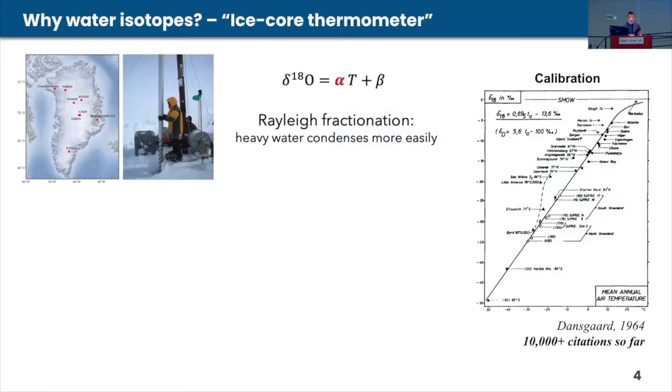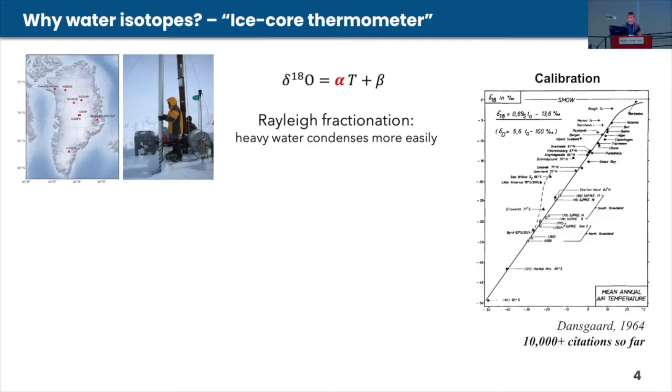Well, because we can reconstruct the past climate change using isotopes. So here is an example about the ice core thermometer. Basically, you go to Greenland and you drill a hole, get the ice cores. Then you measure the delta value in the ice cores, which has been accumulated. The ice core is the snowfall accumulated over thousands of years. So basically, this is a time machine for reconstructing the past temperature change.